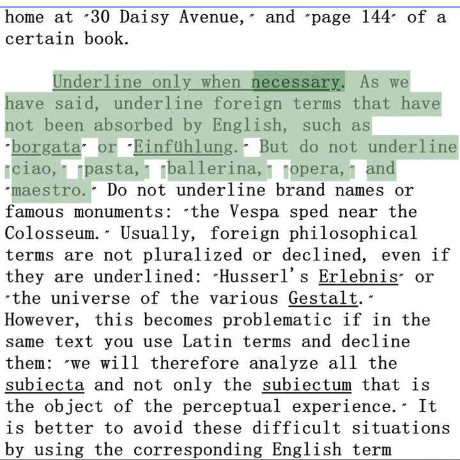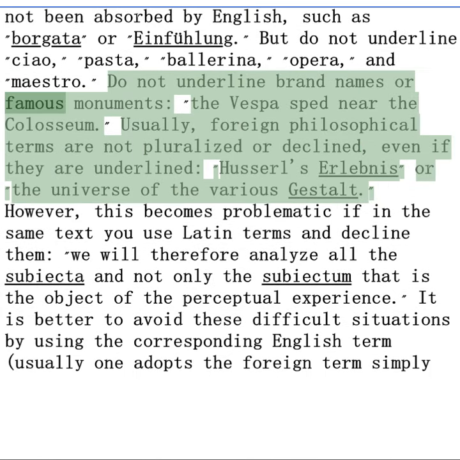Underline only when necessary. As we have said, underline foreign terms that have not been absorbed by English, such as borgata or Einfühlung. But do not underline ciao, pasta, ballerina, opera, and maestro. Do not underline brand names or famous monuments: the Vespa sped near the Colosseum.